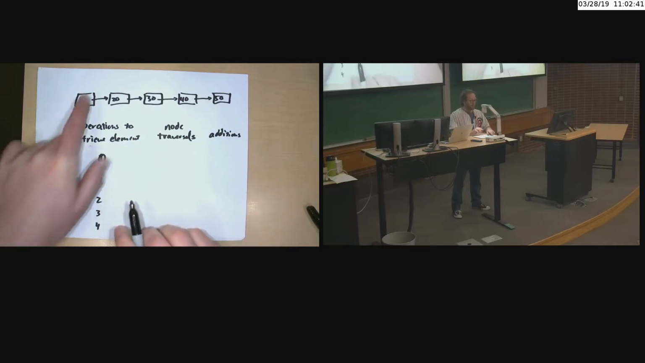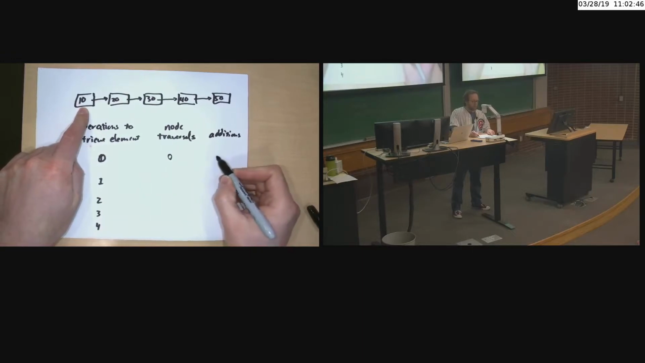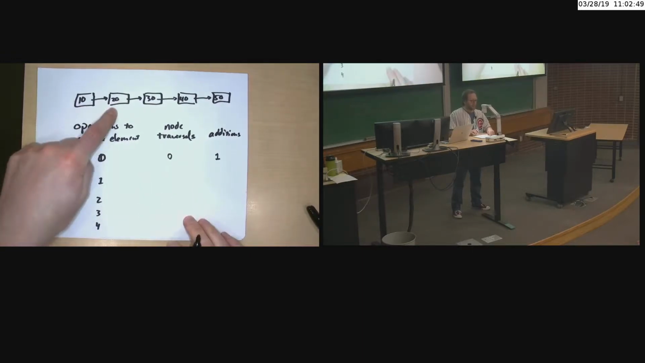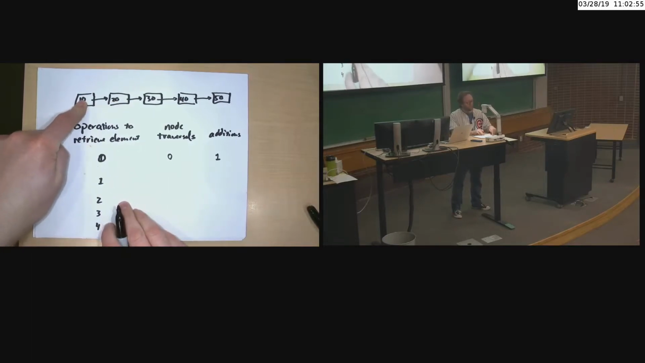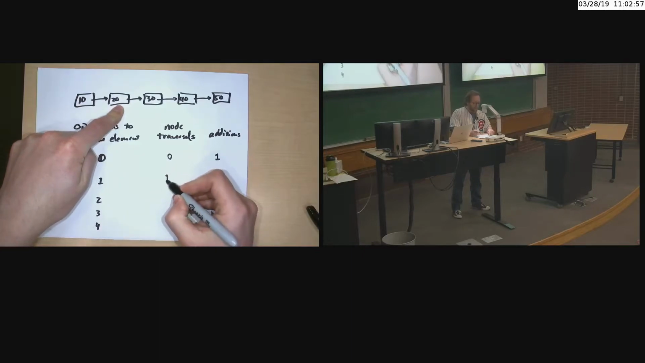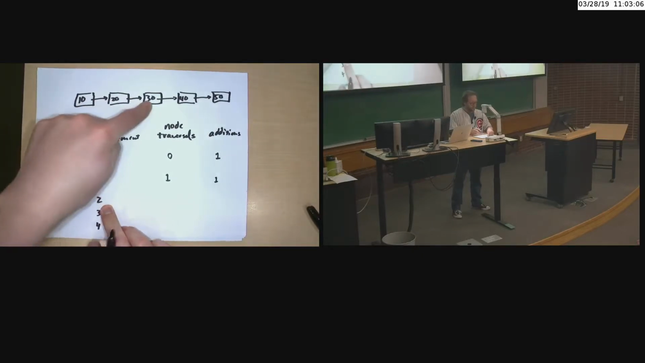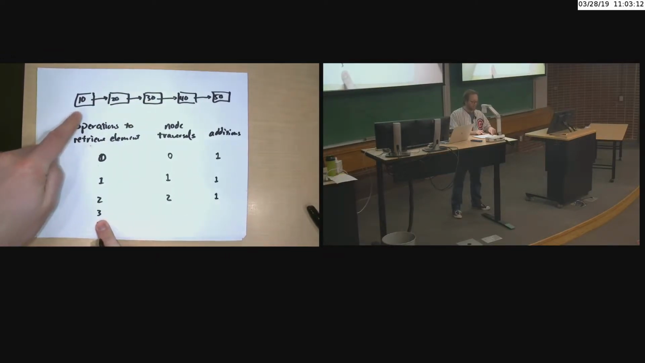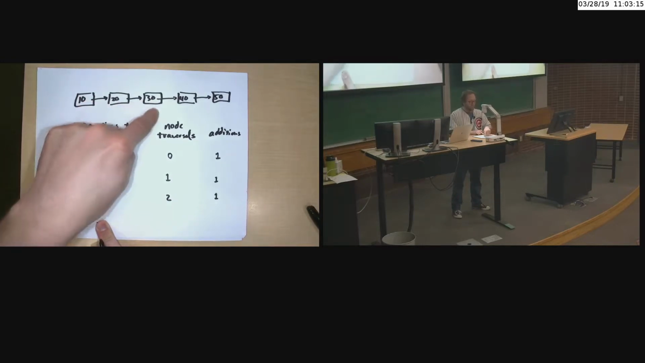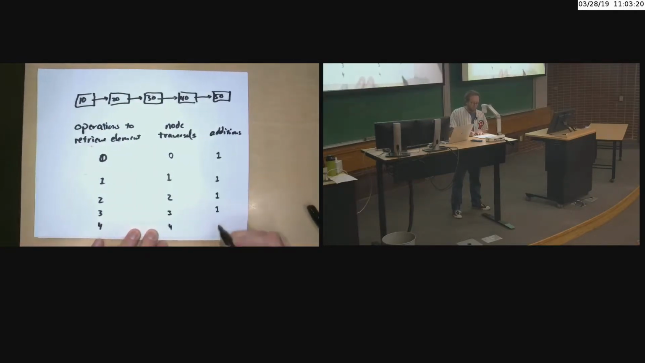Now to get to the first one, do I do any node traversals? No, I'm right there. But I do one addition. Now to get to the second node, I start at the first one, then I go to the next one, so that's one node traversal, and still only one addition. So for the third one, at index 2, I have to do 2 node traversals, and then one more addition. For the fourth one, at index 3, 1, 2, 3 node traversals, and one addition, and you can start to see the pattern here.